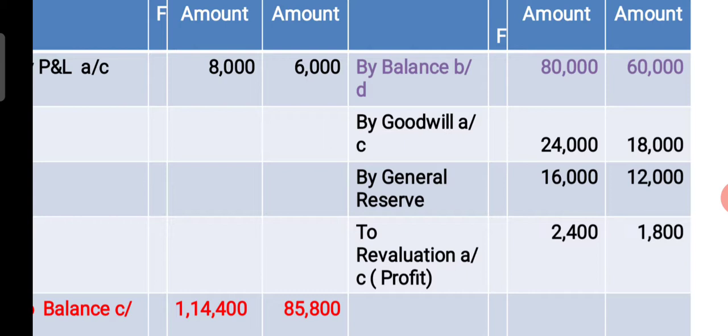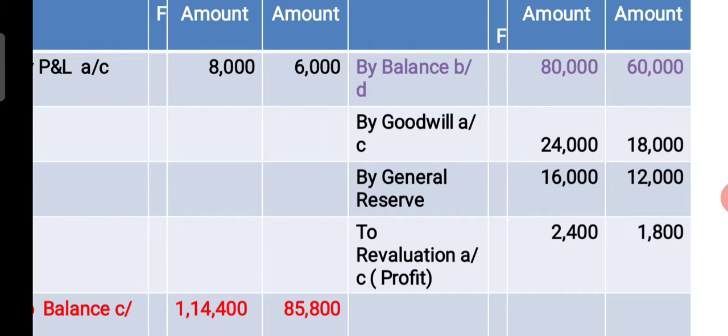Next is general reserve. We distributed it between the partners according to their old profit sharing ratio. On the credit side we have to show rupees 16,000 and 12,000. Next, revaluation profit, so 2,400 and 1,800.